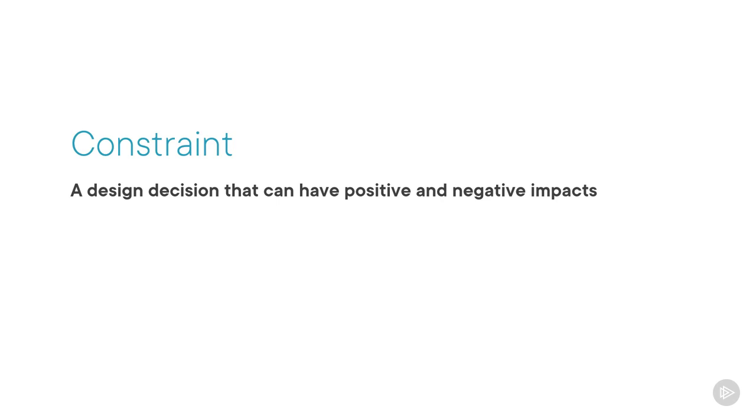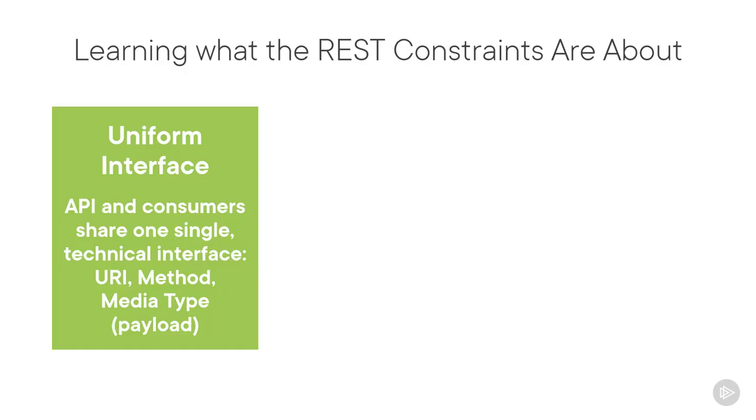We'll use the fully finished demo application to show how exactly these constraints translate to real-life use cases where applicable. The first constraint is the uniform interface constraint. It states that the API and the API consumers share one single technical interface.